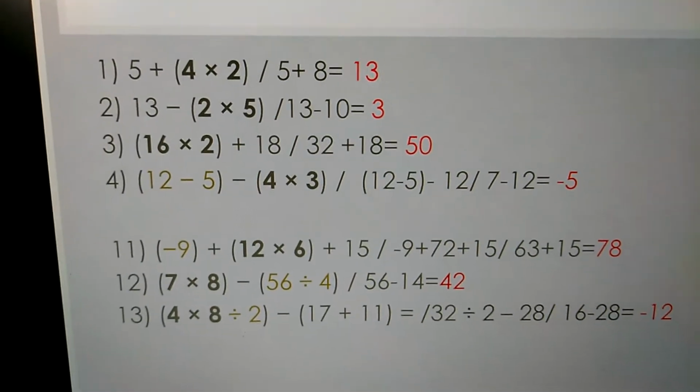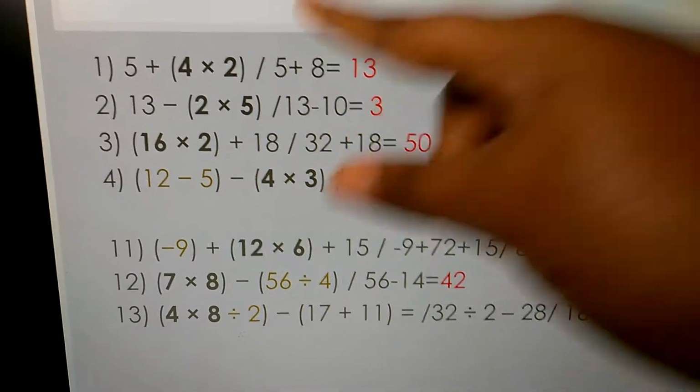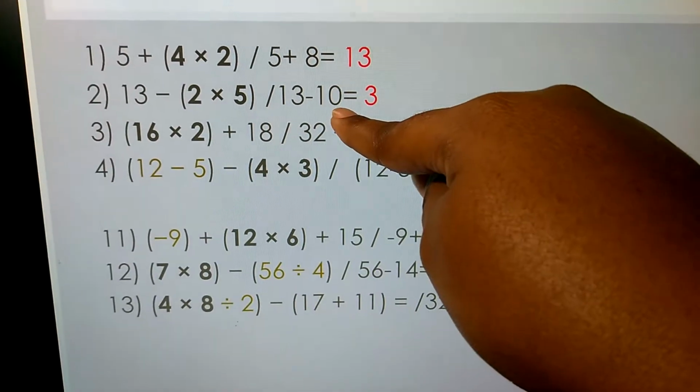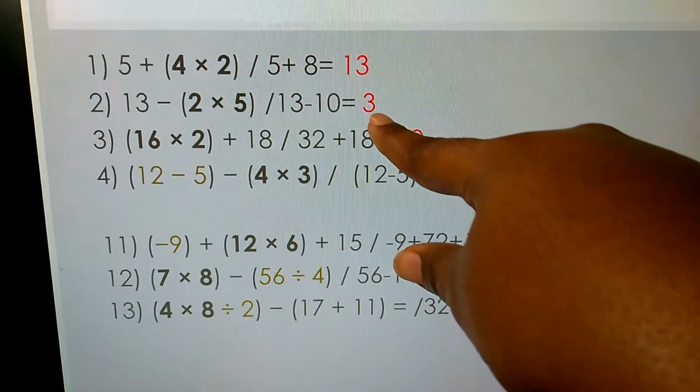Number 2, first thing first, parentheses and multiplication. So we have 2 times 5, which is 10. And then I brought the 13 over. So 13 minus 10, and the answer is 3.